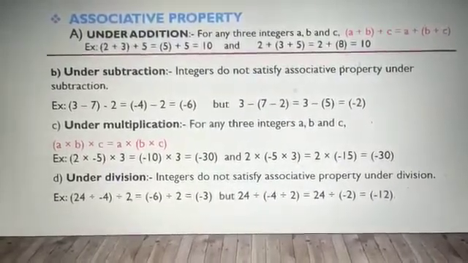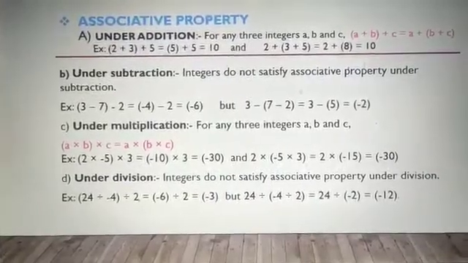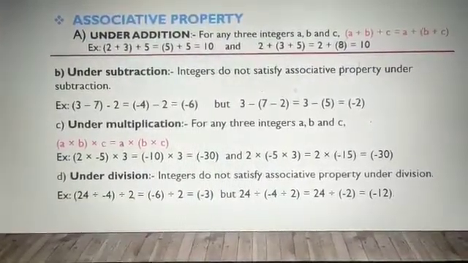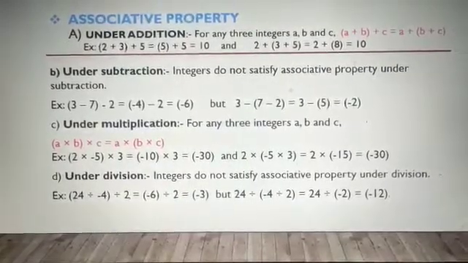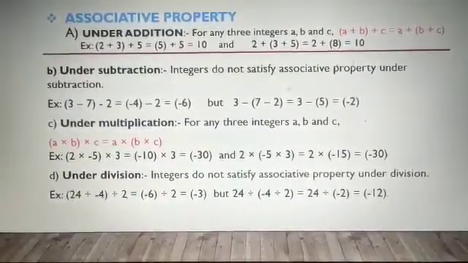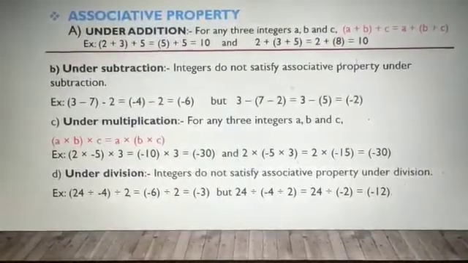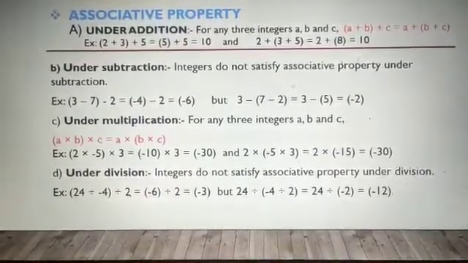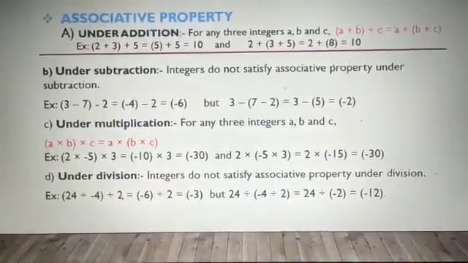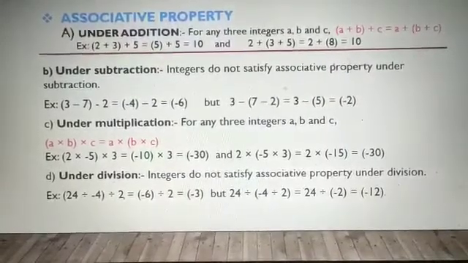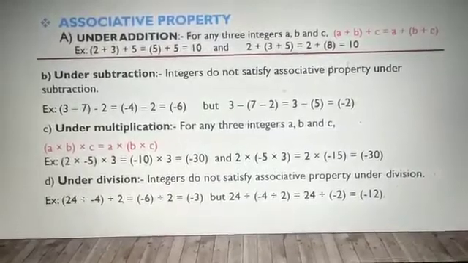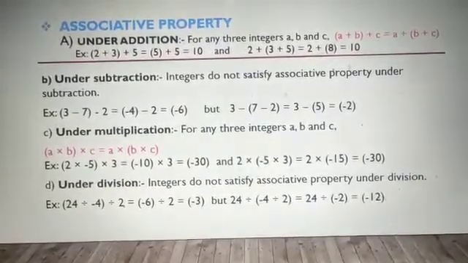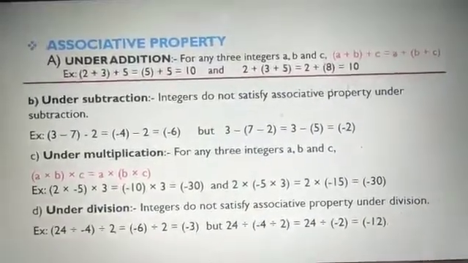Let's see how. When we divide 24 by minus 4 first, we get the answer as minus 3. But when I'm dividing minus 4 by 2 first, in that case we are getting the answer as minus 12. And here the answers are not same. This means while dividing integers, we cannot divide any two integers first.